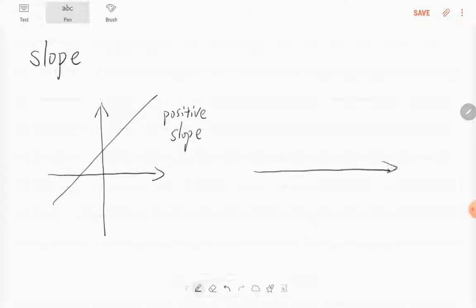The line goes down from left to right. Then we say this line has a negative slope.